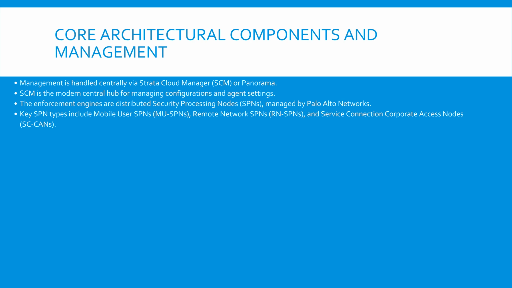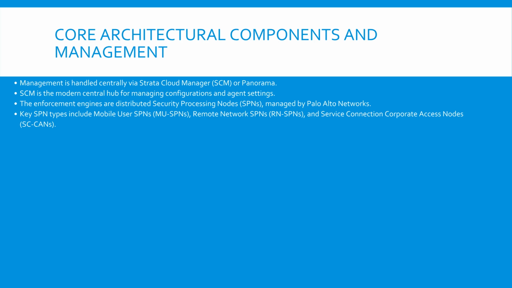Different types of SPNs handle different traffic. For mobile users, we have MU SPNs. For remote branches, we use RN SPNs. And for connecting back to your data centers or headquarters, we use SCCANs, Service Connection Corporate Access Nodes. These specialized nodes ensure optimized performance for different traffic flows. This separation ensures management is centralized, while security is distributed and always available.